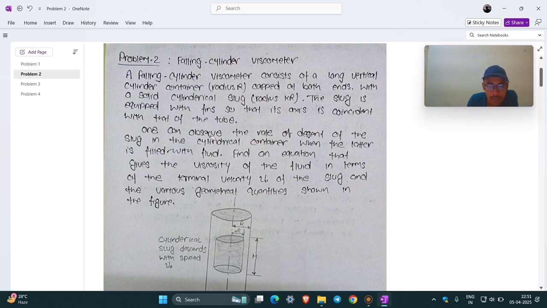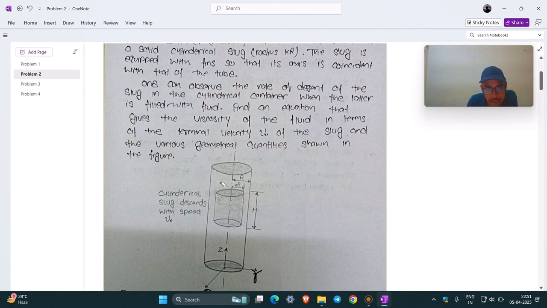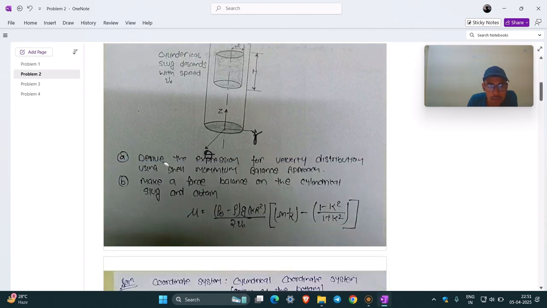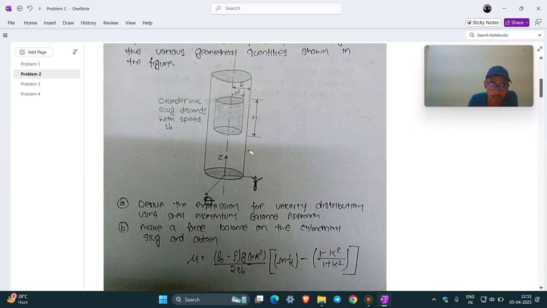One can observe the rate of descent of the slug in the cylindrical container when the latter is filled with liquid. When this cylinder is filled with a fluid of viscosity mu, we can see that the slug descends in the downward direction with a speed of V naught, that is, its terminal velocity. Here we have to find an equation which relates the viscosity of the fluid to the terminal velocity of the slug. We also have to derive the expression for the velocity distribution using the shell momentum balance approach.